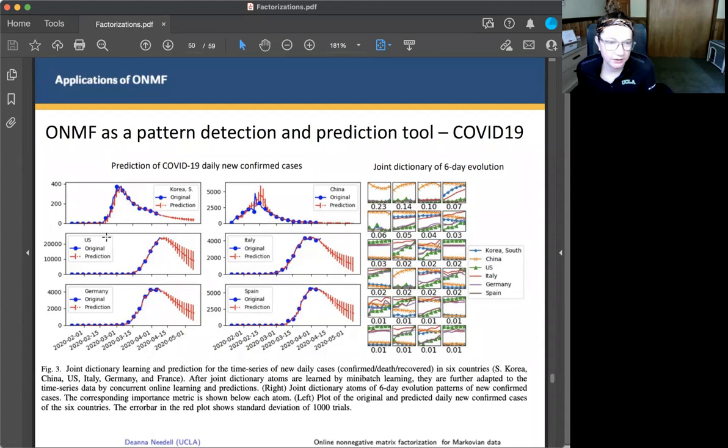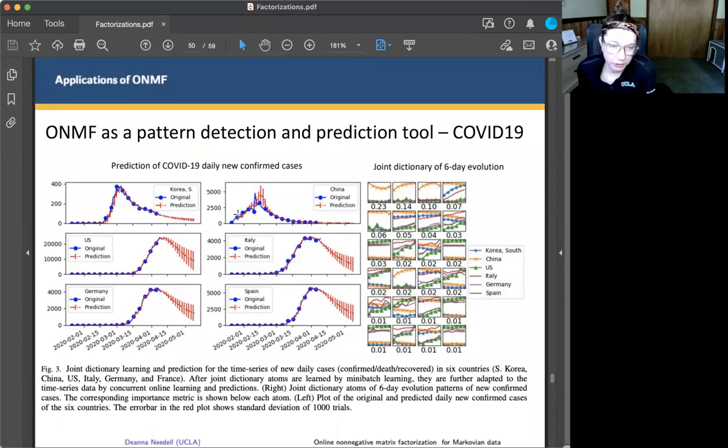So what we're showing here, this is for confirmed cases. These are, again, on the right, some examples of dictionary atoms. And what I'm showing here are the predicted values and the original true values. So the blue dots here are the actual case counts. And then the red were our predicted values. And so you see that in most cases, we actually do surprisingly well. For Korea, the US, Germany, Spain, and Italy, our predictions align with the actual data quite well. The one that we struggled with was China here.